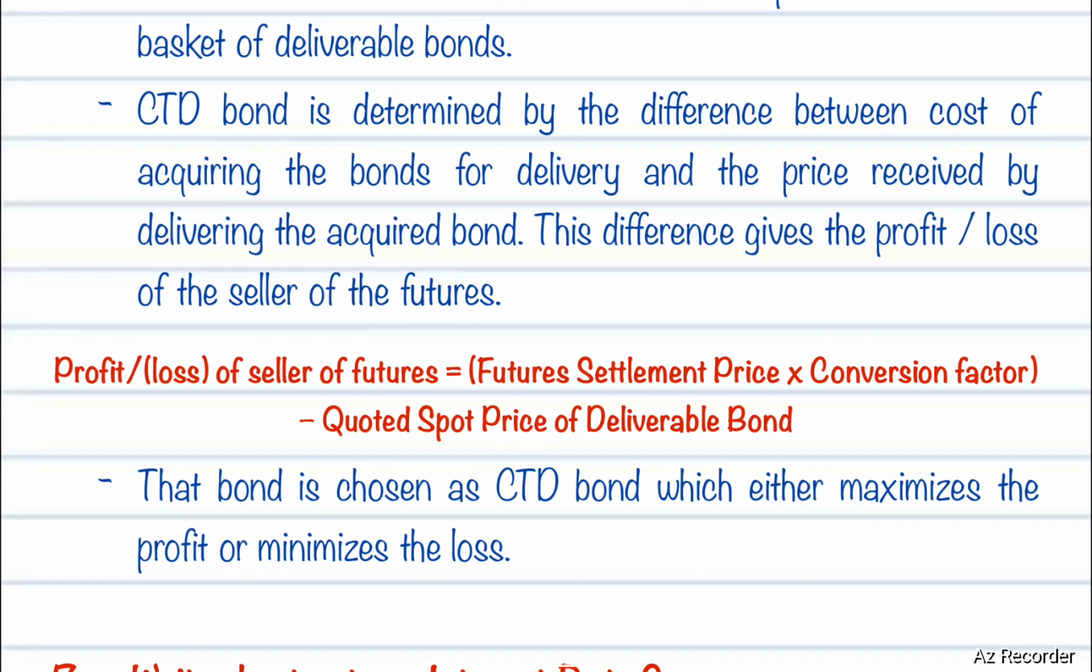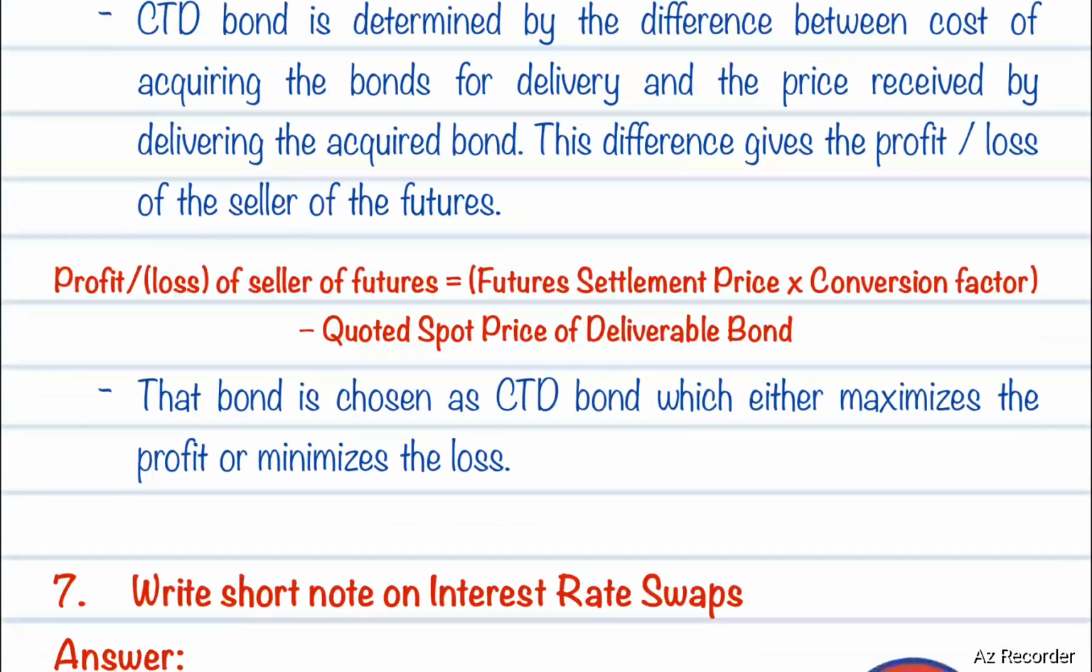Next, the profit or loss of sellers of futures will be calculated as follows: future settlement price into conversion factor minus quoted spot price of deliverable bond. That bond is chosen as the cheapest to deliver bond which either maximizes the profit or minimizes the loss.